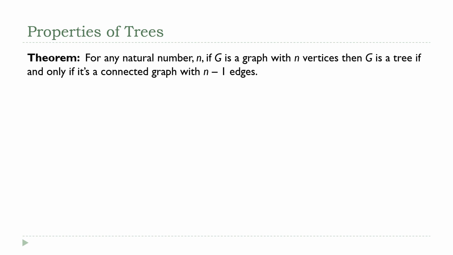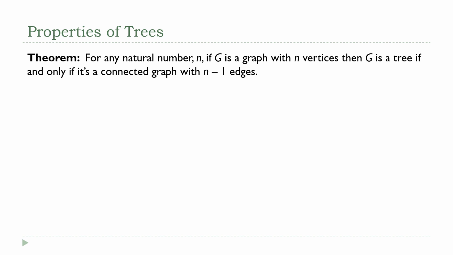So I've got a theorem here that gives us an idea of the kind of properties that we can expect from trees. What this is telling us is that if we have a graph and it has n vertices, then the graph is a tree if and only if it's connected and has n minus 1 edges. So we're seeing a relationship here between the number of vertices and the number of edges in this particular special type of graph. So remember, this is an if and only if.